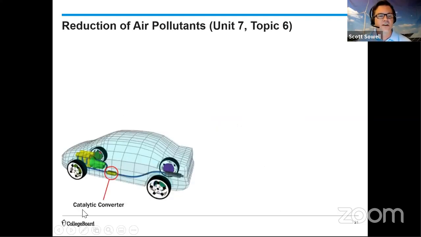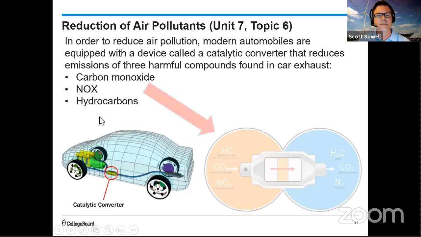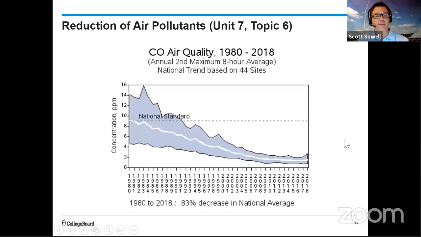On a car, there's a device called a catalytic converter. And the catalytic converter reduces the emissions of 3 harmful compounds in the exhaust. So carbon monoxide, NOx, and then some hydrocarbons. So as the exhaust from the engine comes through the catalytic converter, some chemistry goes on here, which you do not need to know for the purposes of the exam, and results in water, carbon dioxide, and nitrogen gas. It doesn't completely remove the NOx or the carbon monoxide or the hydrocarbons, but it greatly reduces it.